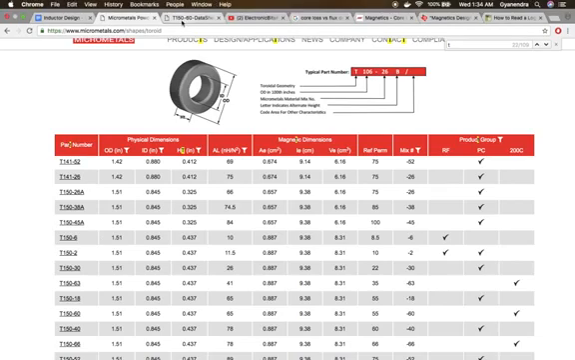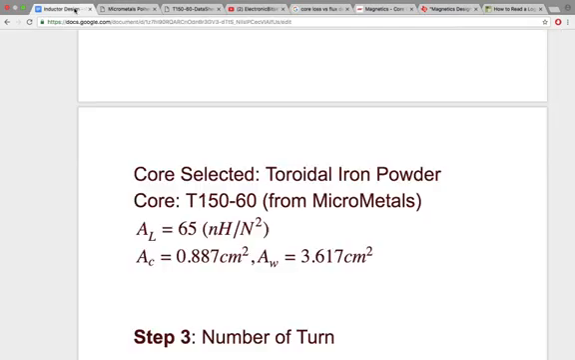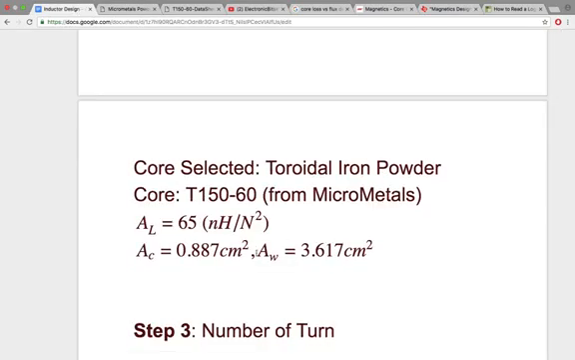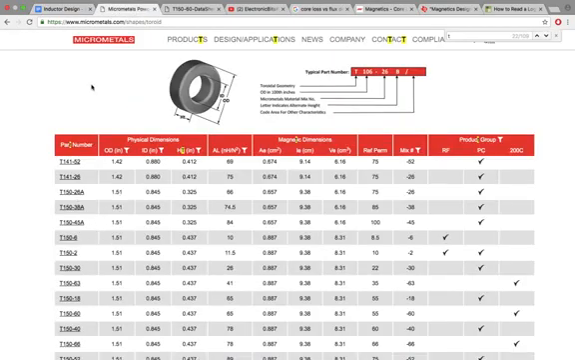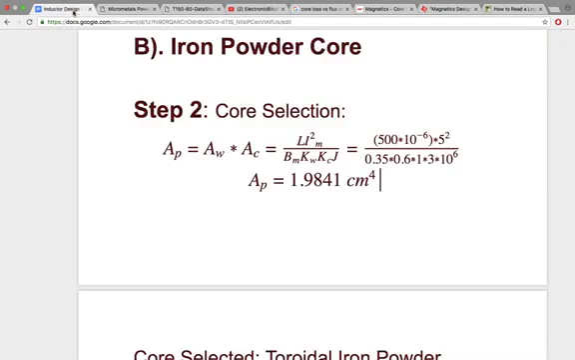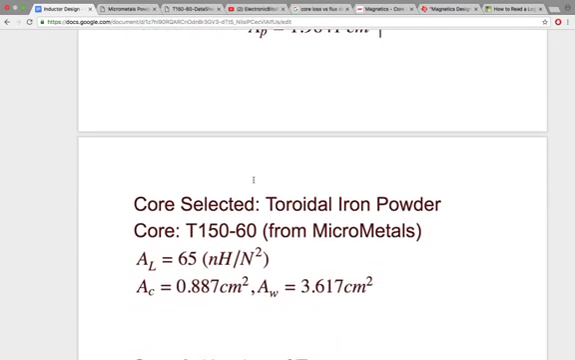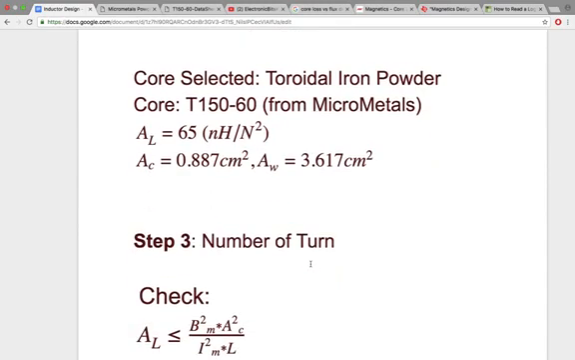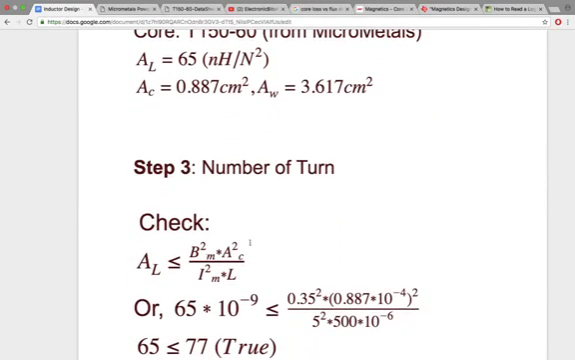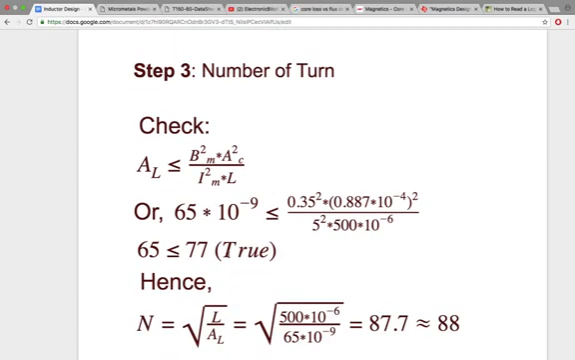Now our requirement is that the area product is 1.98, so we can choose the T150 core. And how do we choose the AL value then? That is again a very interesting thing. I have chosen T15060, and I'll tell why I have chosen this AL value. Basically, in this case, you can find this number. This is what the AL value should be. So the maximum AL value can go as this number.